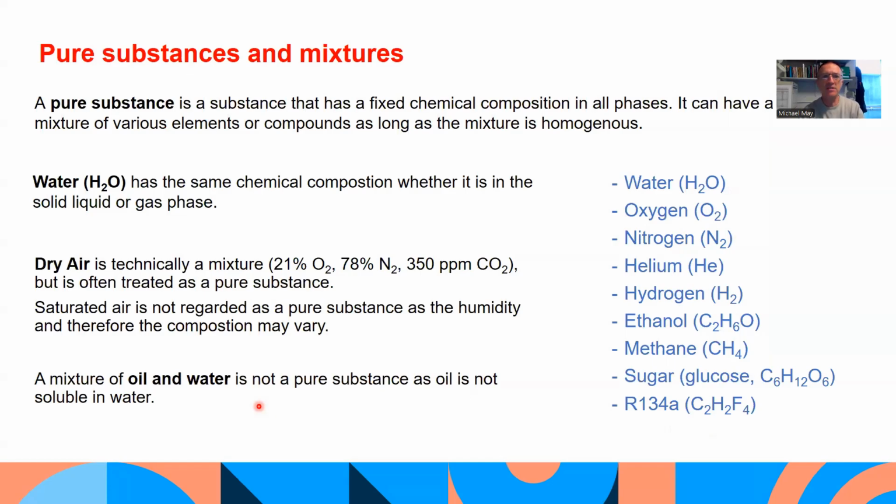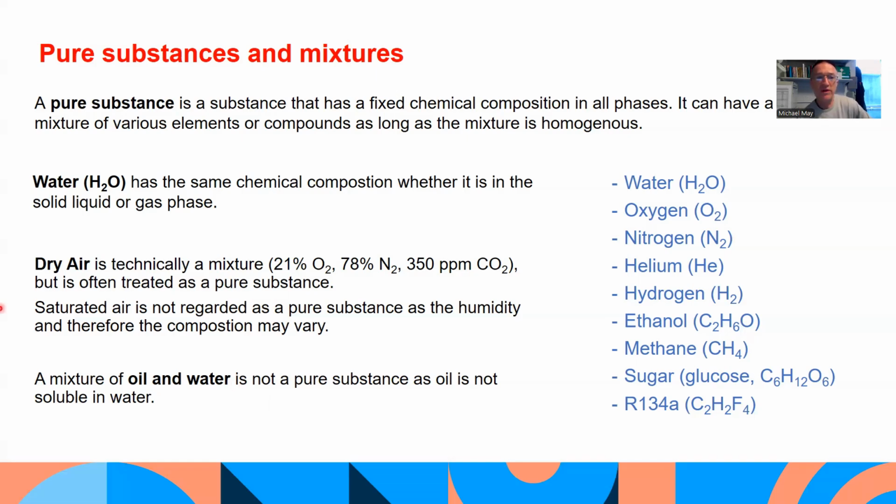A pure substance is a substance that has a fixed chemical composition in all phases. You can have a mixture of various elements or compounds, as long as the mixture is homogeneous. So if you take a sample of it at any point, it's always going to have that consistency to it. And if you take a portion of it in any phase, it'll also have the same consistency to it. So an example there would be water.